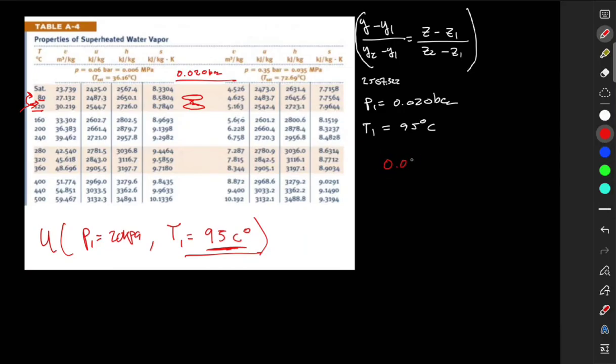We're going to have 0.02 bar, 80, 95, and 120. This is temperature, and this is internal energy. So we need to find this one, and then lastly this one. Right. So let's begin. The first thing we're going to do is find the 0.20 bar at 80 temperature.